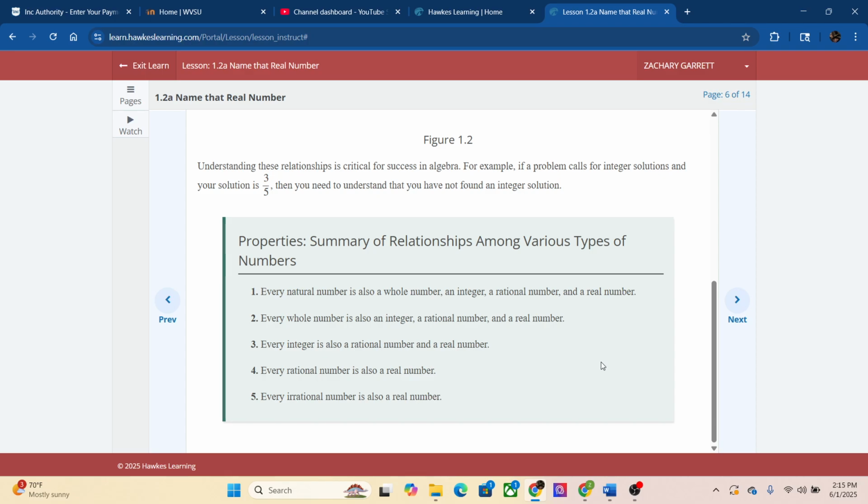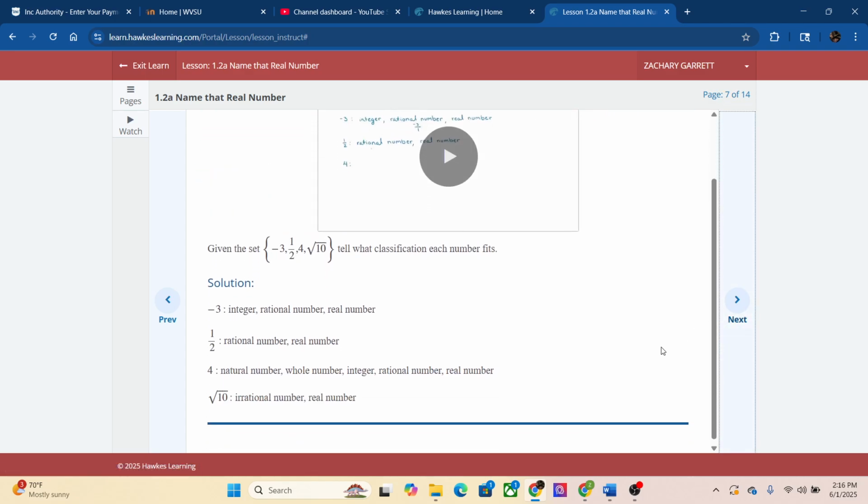Property. Summary of relationships among various types of numbers. Every natural number is also a whole number, an integer, and a rational number. Every whole number is also an integer, a rational number, and a real number. Every integer is also a rational number and a real number. Every rational number is also a real number. Every irrational number is also a real number.